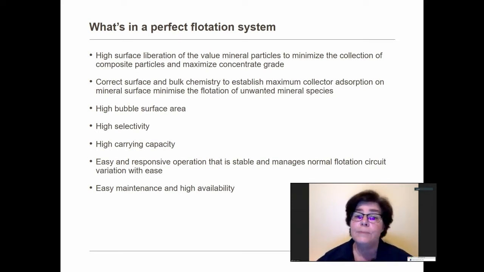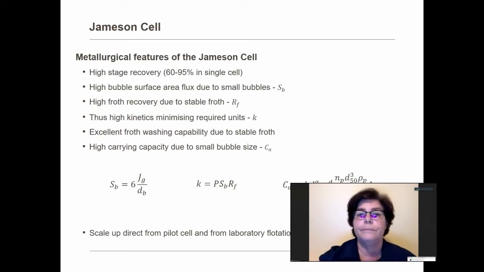The froth phase needs to be stable, where the entrained gangue can be removed by washing the froth without breaking the froth phase. We also need a responsive cell that operators can easily tune and that responds well to plant variations. And of course, we need high maintenance availability. So let's have a look at what the Jameson cell offers.